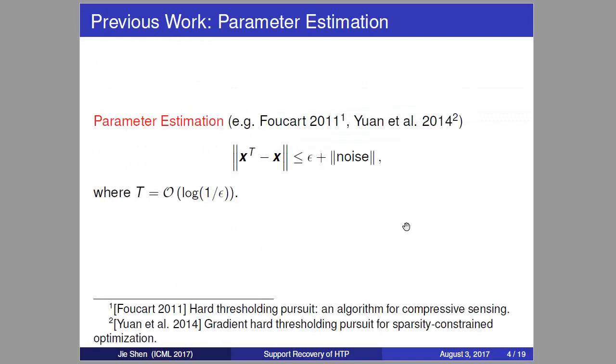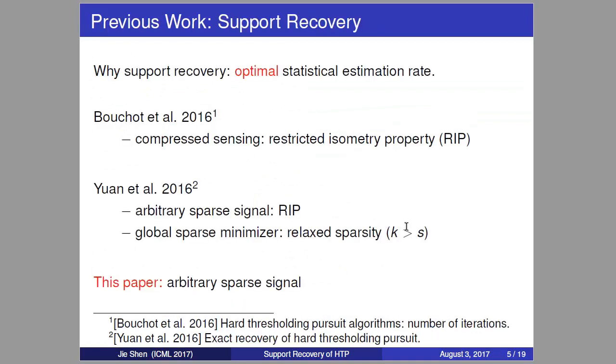There are many results showing that HTP converges very fast. That means given epsilon, after log of 1 over epsilon steps, the iterate of HTP is close enough to the target signal X in norm. However, it turns out that support recovery is more useful because if a method is able to predict the support, it enjoys optimal statistical rate.